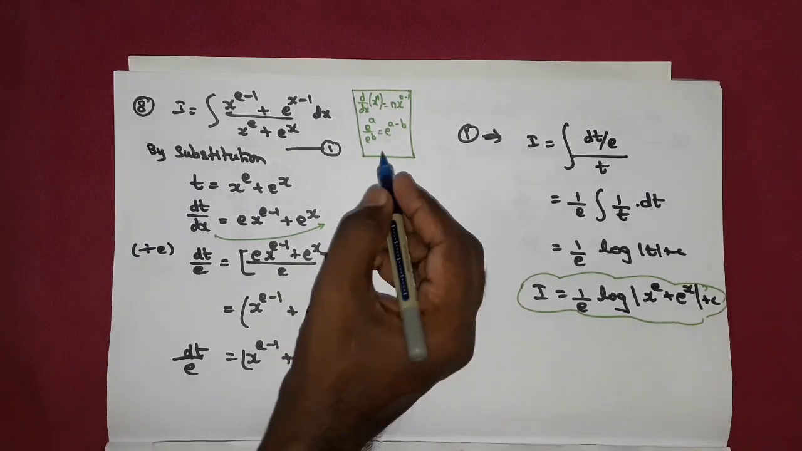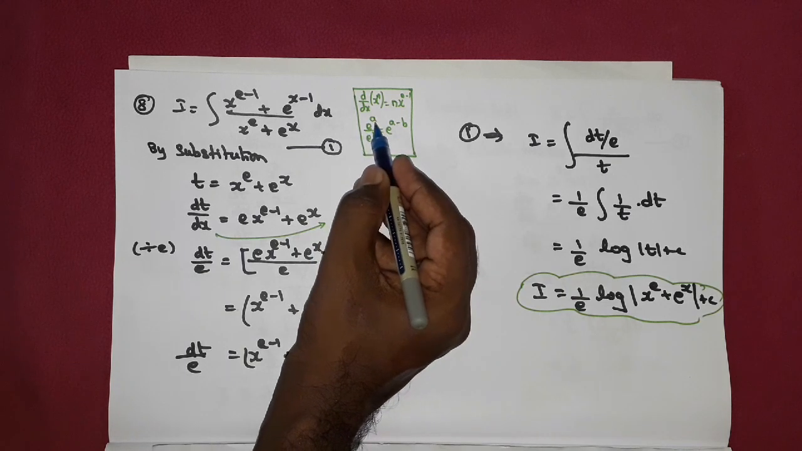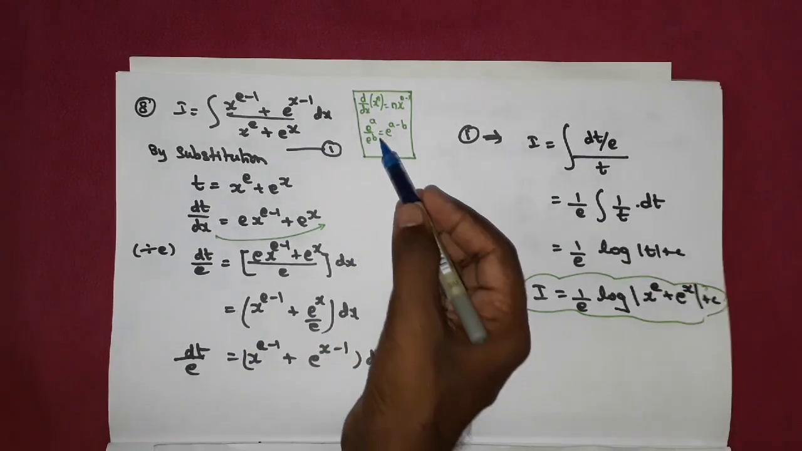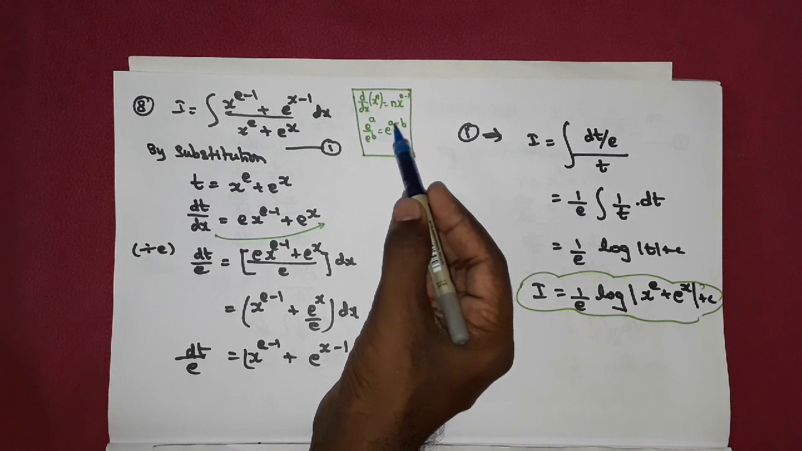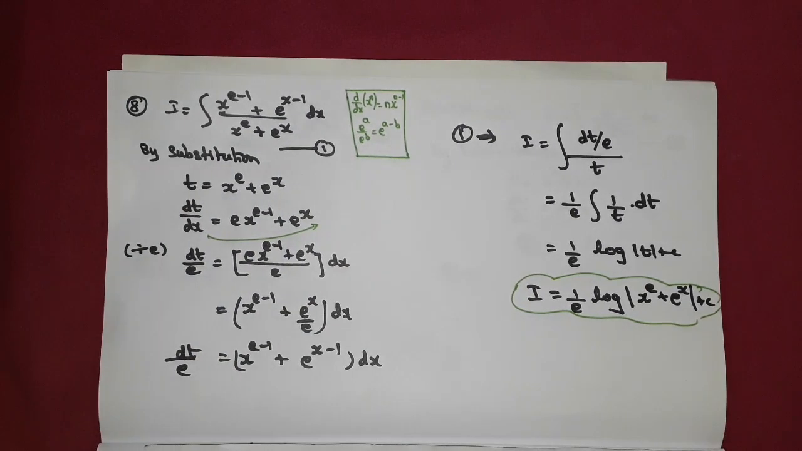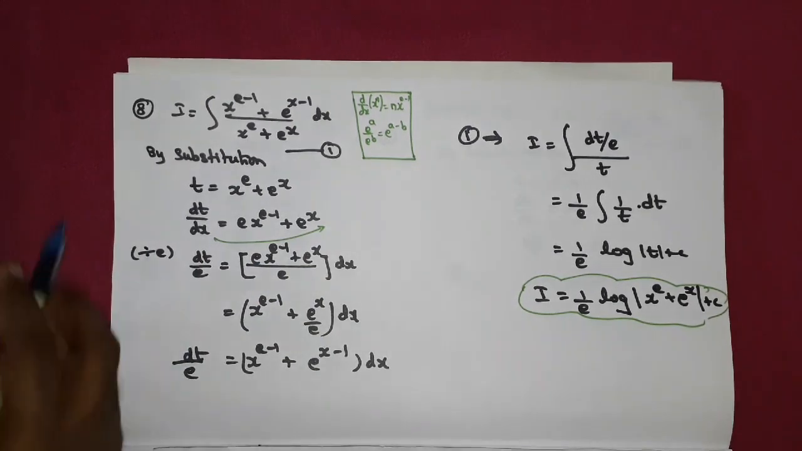And this one, e power a by e power b. When you have the same base, but one is in the numerator and the other is in the denominator, you can write the same base e power the numerator's power minus the denominator's power. Can you remember? E power a by e power b means you can write it as e power a minus b. Now keep this in mind. Using this we are going to do the sum. The sum is very easy.